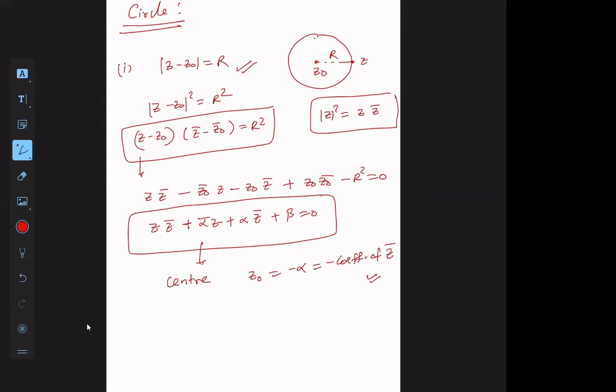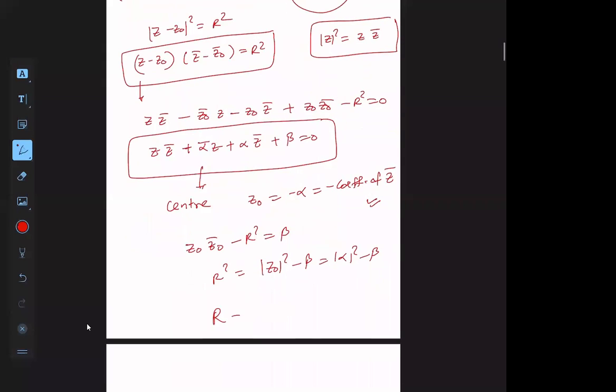And what is the radius? So mod z naught square minus r square equal to beta. So r square is mod z naught square minus beta, that is mod alpha square minus beta. So the radius is under root of mod alpha square minus beta. So this is the radius.